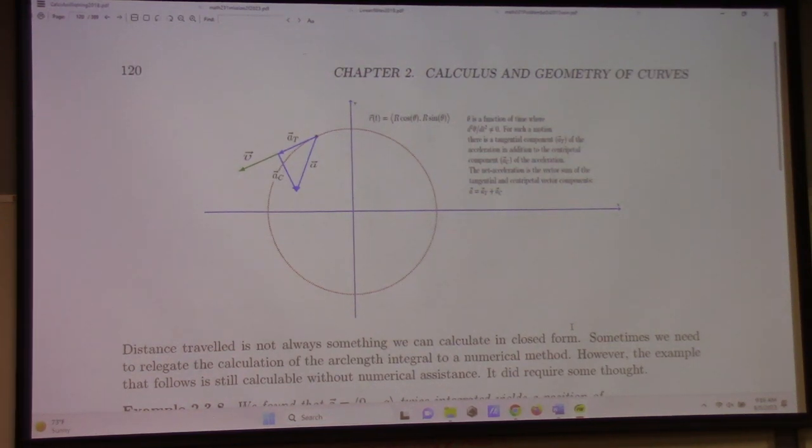Anyway, here's a picture again. The acceleration vector has a tangential piece and a normal piece. And that's all you need. There's never a binormal piece to the acceleration.